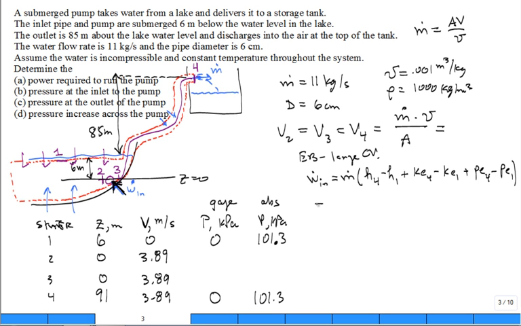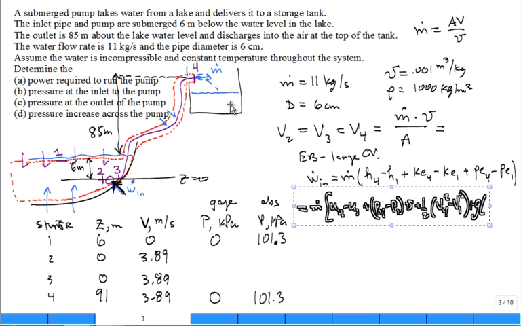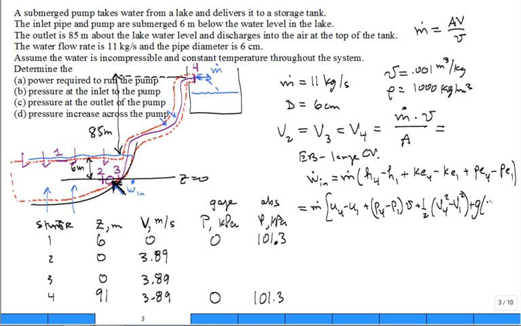Let's expand this. It's going to be U4 minus U1 plus P4 minus P1 times V plus 1/2 times V4 squared minus V1 squared plus G times, and I didn't really save enough room. Let me scoot that over just a little bit. All right. Times Z4 minus Z1. I'm going to pause. Is it clear? Did I make an algebraic error? Are we okay?